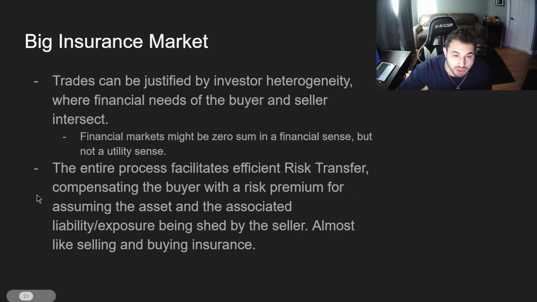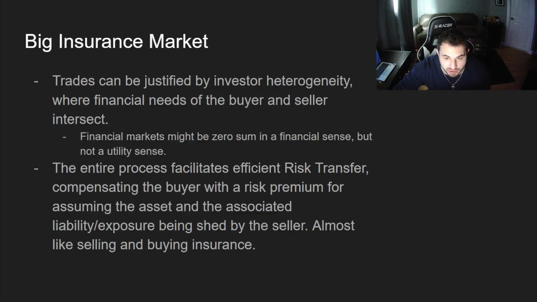So I want you to think of financial markets as a sort of big insurance market here. Trades can be justified by investor heterogeneity, right? I just talked about intermediaries. They have different risk preferences. They have different asset preferences. For example, they have to have in large proportion high quality liquid assets, right? We don't have the same constraints as them. We could load up on more illiquid assets like TIPS, and I'm going to give you an example here.